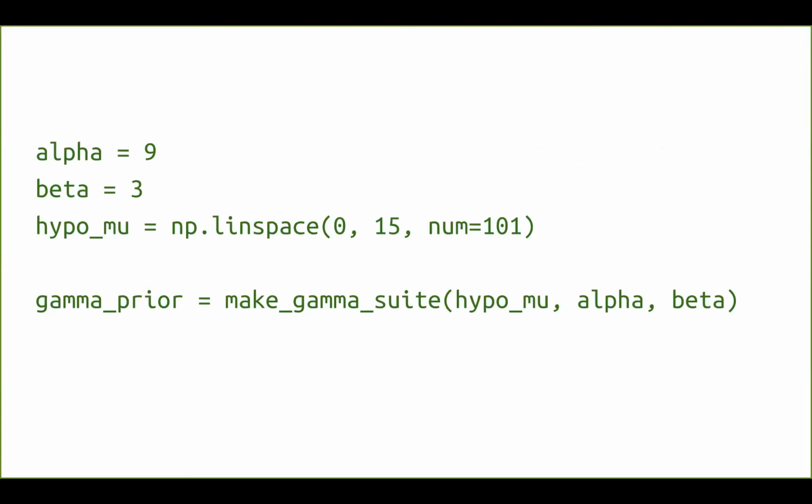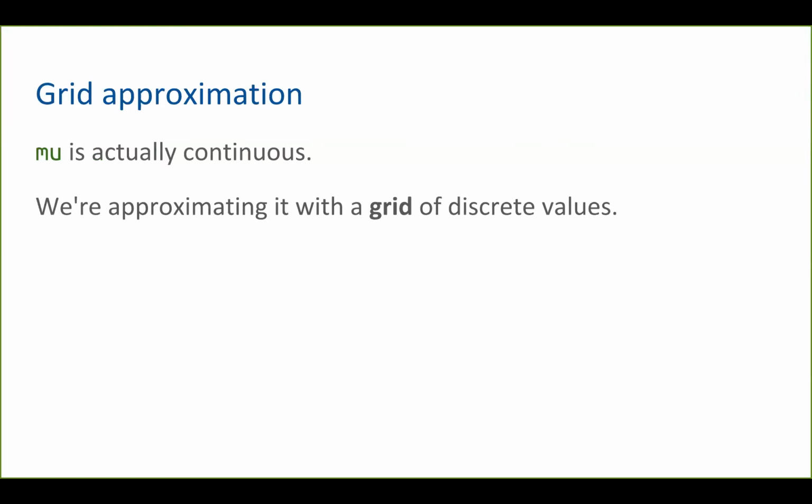I'm going to evaluate that gamma distribution for a range of values of mu. I'm using linspace here, which creates equally spaced values between 0 and 15, 101 of them, and it creates an estimate of the gamma distribution. Now, it's not exactly the gamma distribution because mu is actually a continuous quantity, but I'm approximating it with a grid of discrete values. And that's what I mentioned at the beginning.